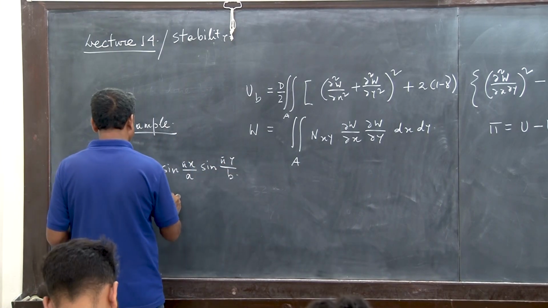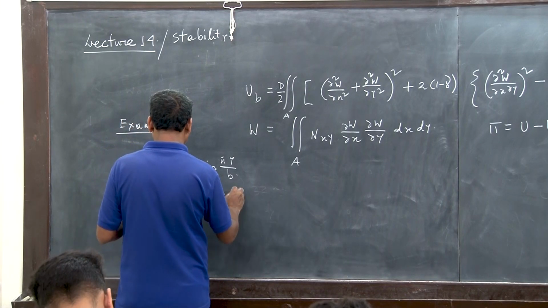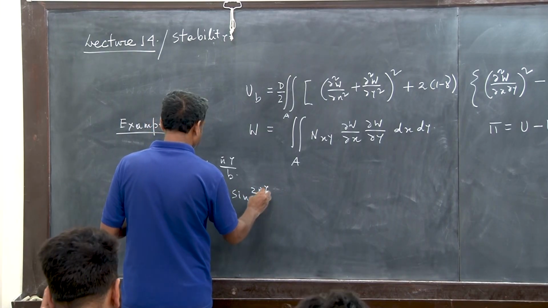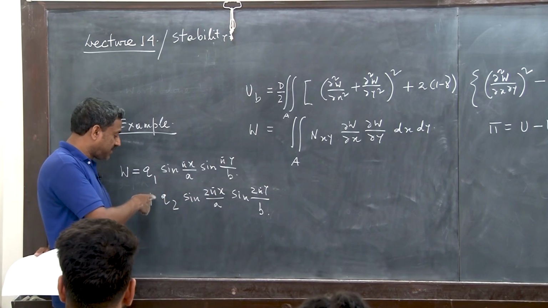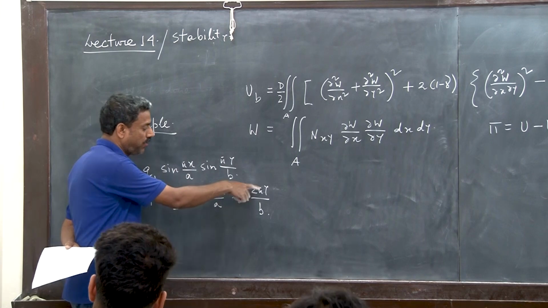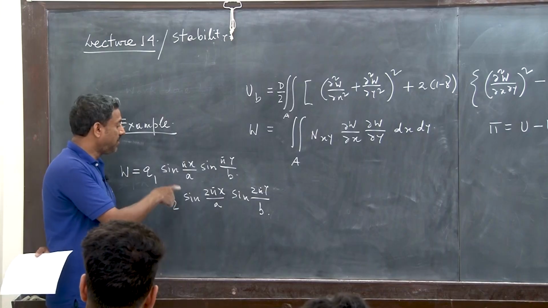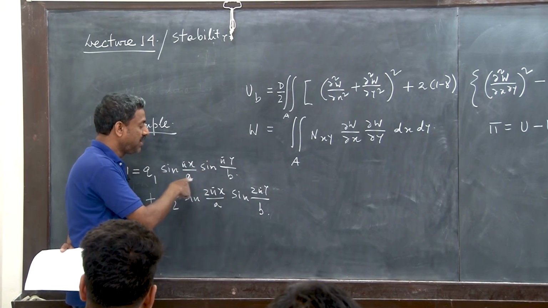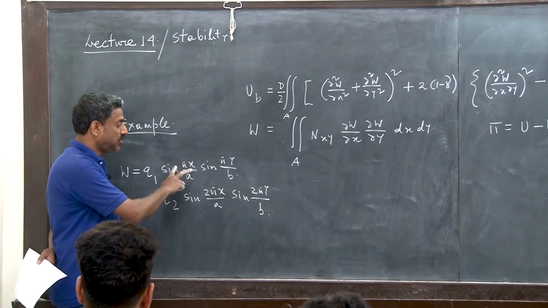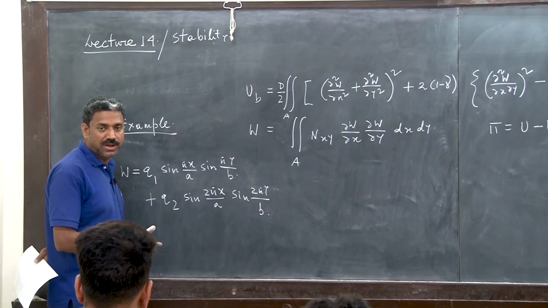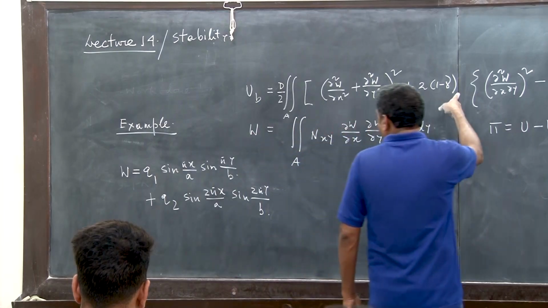plus q2 sin 2 pi x upon a sin 2 pi y upon b. It is a two-term approximation I am doing. Please note that I should have also included q3 sin pi x by a sin 2 pi y by b and q4 sin 2 pi x by a sin pi y by b, because this is a single wave and this is a double wave, and the cross between single and double should also have been included. But even with this you will get a reasonably good approximation.